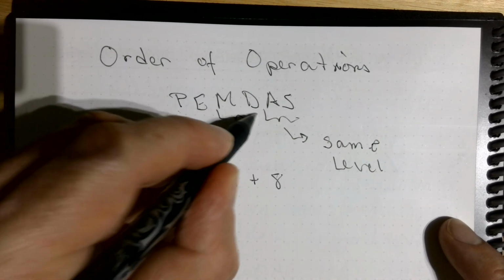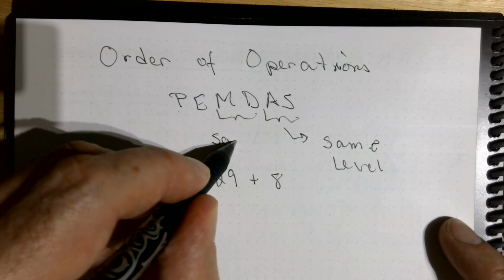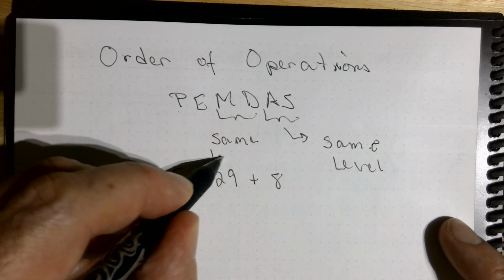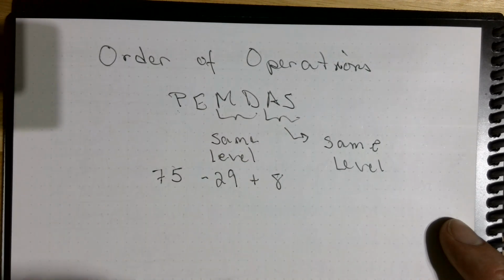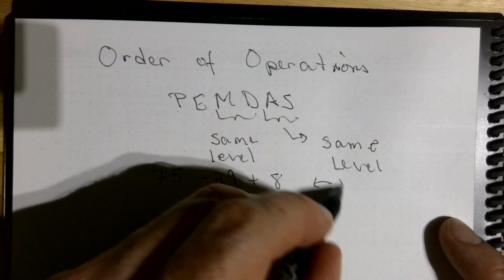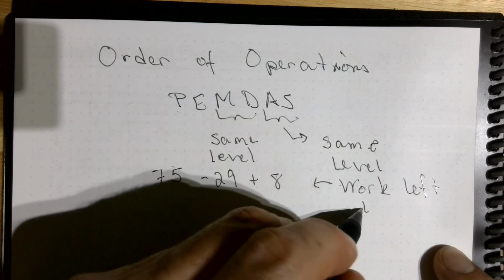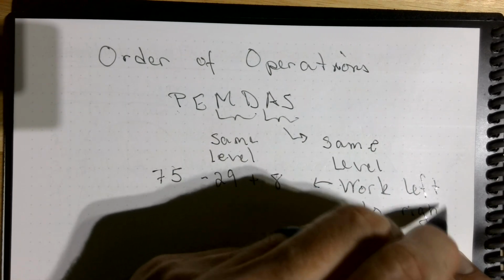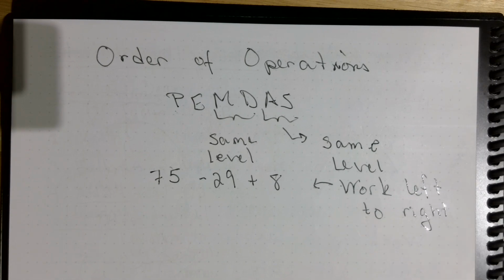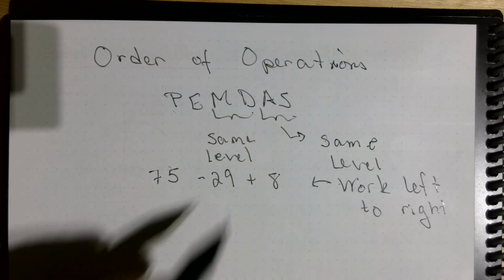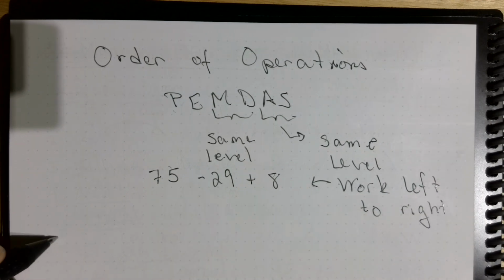And so are these, multiplication and division. Okay, so in a problem like this, we are going to work this left to right. Okay, so we're going to work this problem left to right. Okay, now, so we're going to do 75 minus 29 here. Let me do a quick little tip.